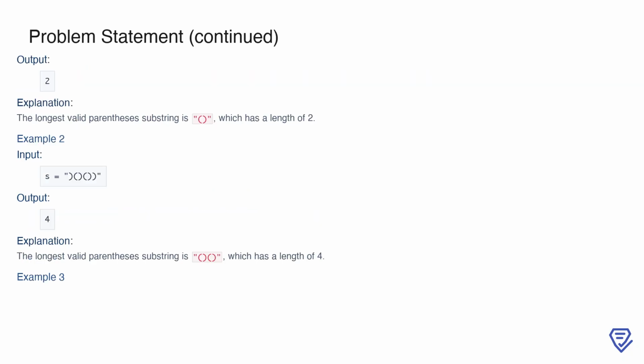Let's look at some examples to better understand the problem. In the first example, the input string is s equals "(()". Here, the longest valid substring is "()", which has a length of 2. So, the output is 2. In the second example, the input string is s equals ")()())". The longest valid substring is "()()", and it has a length of 4. Thus, the output is 4. These examples demonstrate how we find the longest sequence of balanced parentheses within the given string.